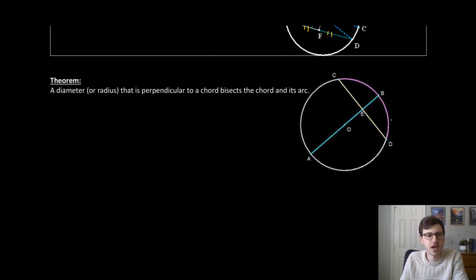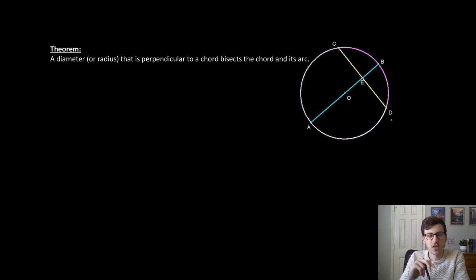Okay, let's look at this last theorem. A diameter that is perpendicular to a chord bisects the chord and its arc. Okay, how could we prove that? Well, we'll do it similarly to the proof of the last example. A diameter that is perpendicular to a chord. So we're saying that this is perpendicular right here. Bisects the chord and its arc. So we know that AB is a diameter.